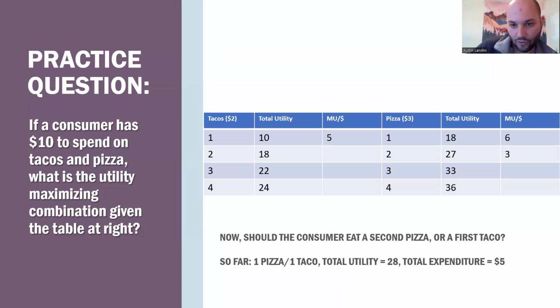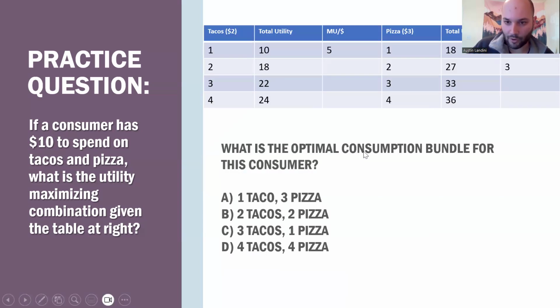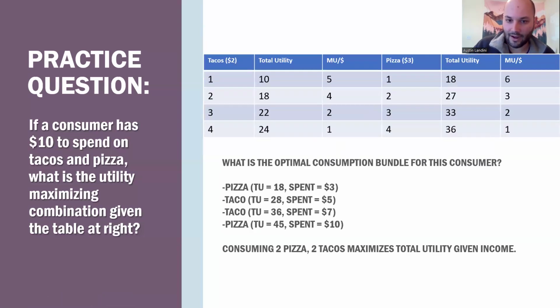Now, the next question is, what's the optimal bundle for the consumer? Well, so far we've consumed 1 taco, 1 pizza. We need to compare a second taco versus a second pizza, right? So a second taco would give us 8 additional utility, from 10 to 18. It would cost us $2, so the marginal utility per dollar would be 4, which is higher than a second pizza. So the next item we would purchase is a second taco.